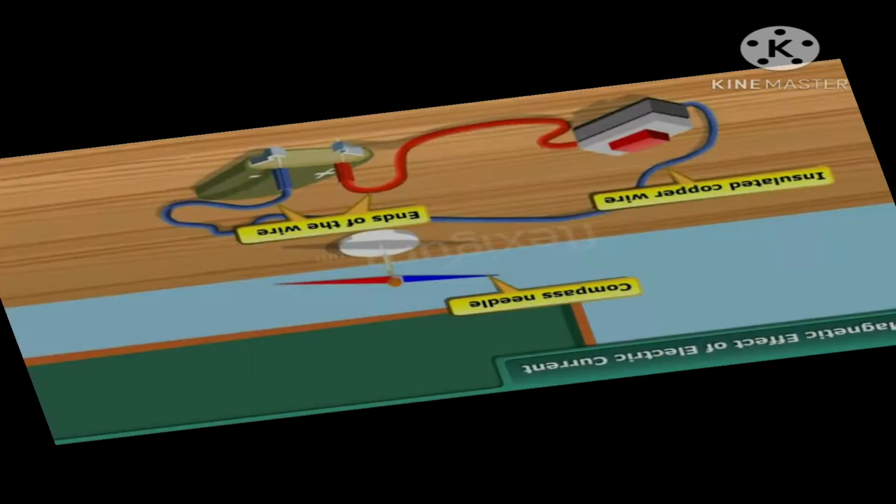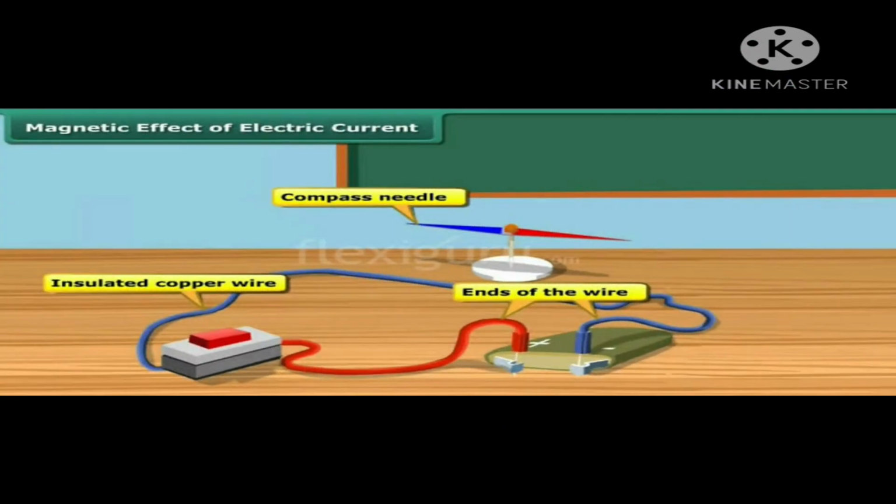The next topic is the magnetic effect of electric current. When electric current passes through a wire, the current carrying wire behaves like a magnet by producing a magnetic field around it. This is called the magnetic effect of current.